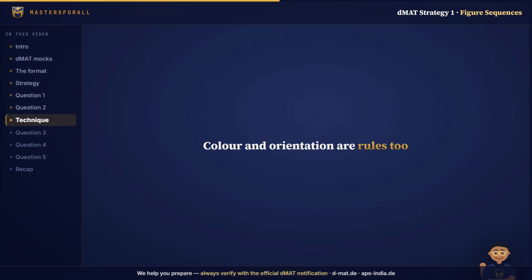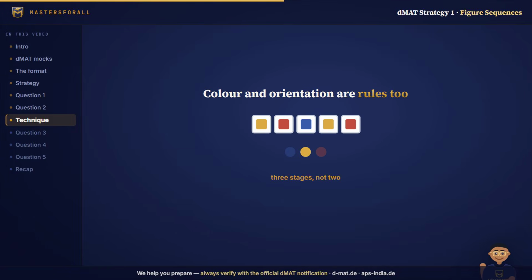Fourth, and this is the one people forget, color and orientation are rules too. A figure can sit in exactly the right cell and still be the wrong answer because it is the wrong color. And a color cycle does not have to be 2 stages. 3 is common. Check the 4th grid before you assume it alternates.